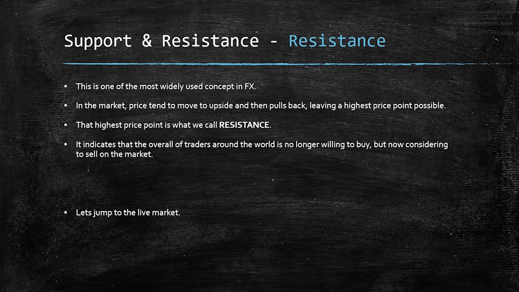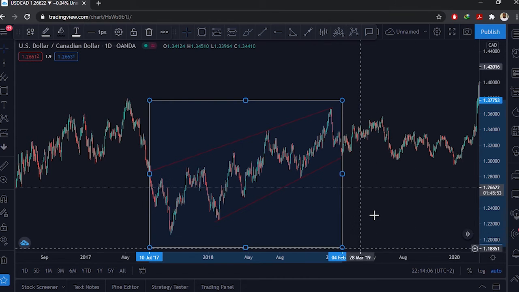Support and resistance. This is the second tool, but we want to speak about resistance first. A resistance is when the market tends to move to the upside and then pulls back, leaving the highest price point possible. This highest price point possible is what we call the resistance. It indicates that the overall traders around the world are no longer willing to buy, but are now considering selling on the market. What do I mean by that? Again, I've prepared a live market chart to help you understand this resistance.